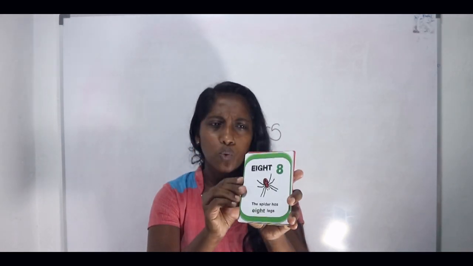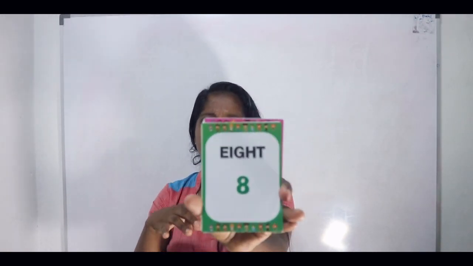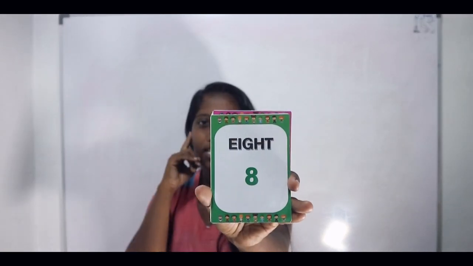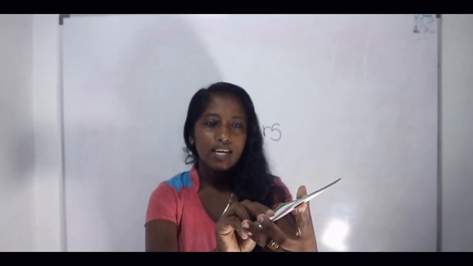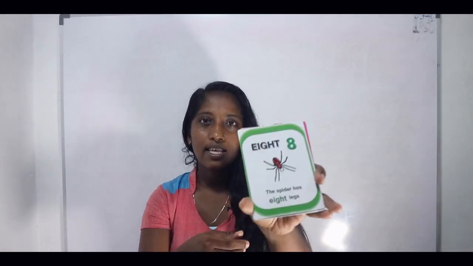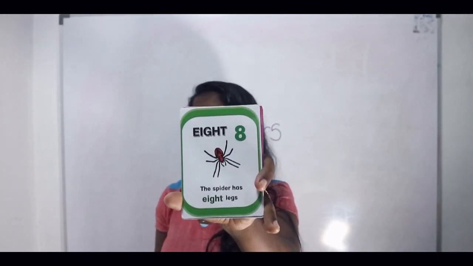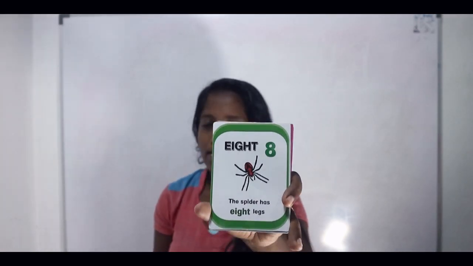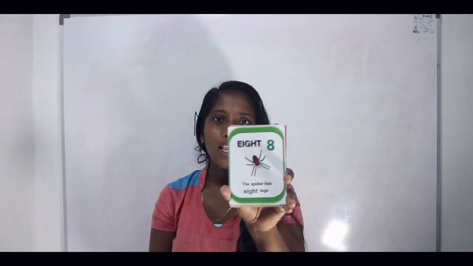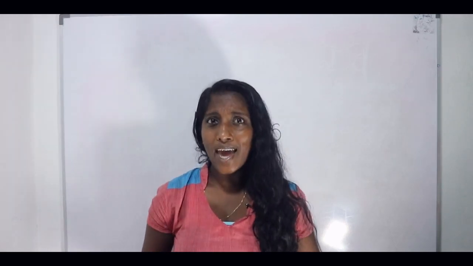Okay, 8. What is this? This is number 8. And this is a spider. Who is this? Spider. Spider has 8 legs. Spider තියෙනවා කකුල් 8ක්. Spider has 8 legs. Okay.